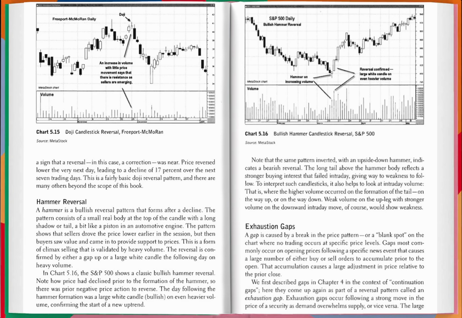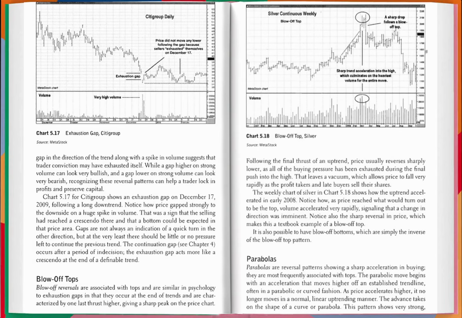We first described gaps in Chapter 4 in the context of continuation gaps. Here they come up again as part of a reversal pattern called an exhaustion gap. Exhaustion gaps occur following a strong move in the price of a security as demand overwhelms supply, or vice versa. The large gap in the direction of the trend along with a spike in volume suggests that trader conviction may have exhausted itself. While a gap higher on strong volume can look very bullish, and a gap lower on strong volume can look very bearish, recognizing these reversal patterns can help a trader lock in profits and preserve capital.